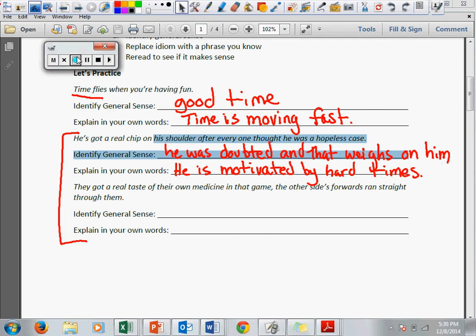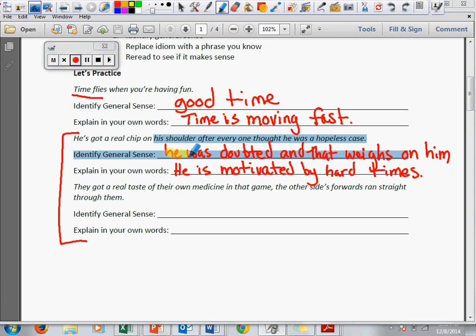All right, we're back. We're looking at, he's got a real chip on his shoulder after everyone thought he was a hopeless case. So you've done this too. I identified the general sense. Reading the last part of the sentence, it says he was a hopeless case. Everyone thought so. So I know he was doubted. That's this first part of my general sense. I'm going to highlight it just to draw your attention there. I know he was doubted.